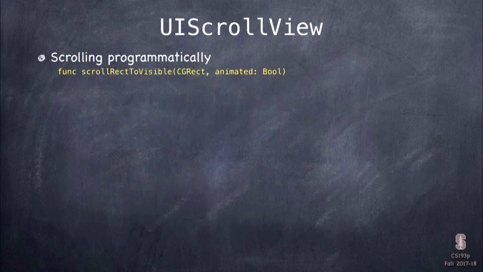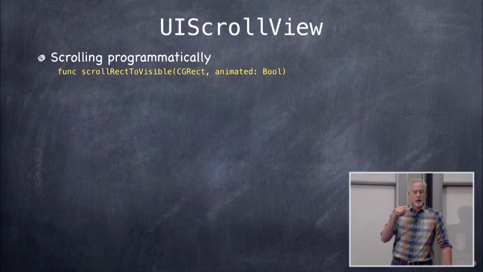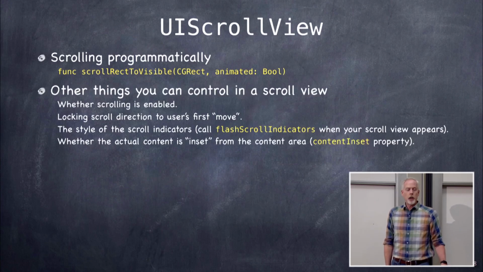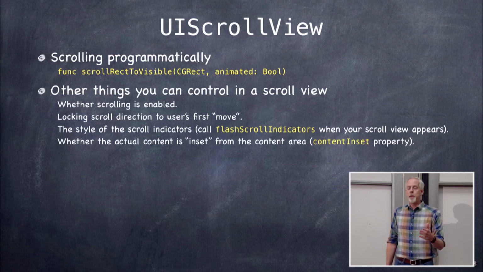You can scroll programmatically. Of course, the user can scroll with their finger, but you can do it in code by saying scroll rect to visible. You just specify a rectangle in the content area, and it will slide over to show that rectangle. You can control a lot of other things that I don't have time to cover in scroll view.